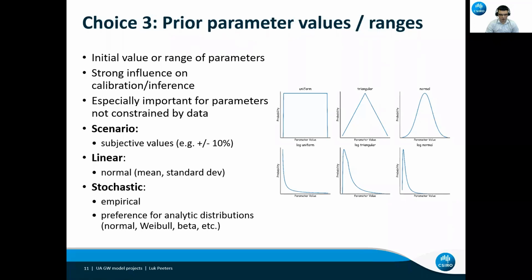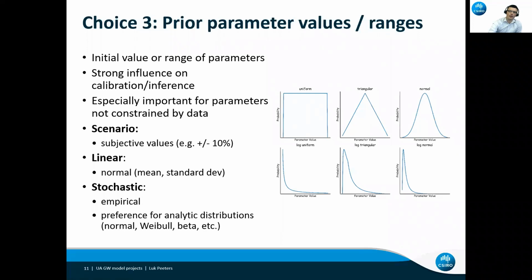And with the stochastic approaches, you can use any distribution, even empirical ones. So you can take whatever histogram or ensemble of parameter values and run it through your model. In practice, however, people tend to go for distributions that can be described analytically with an equation, like the normal distributions, or beta or Laplace distributions.